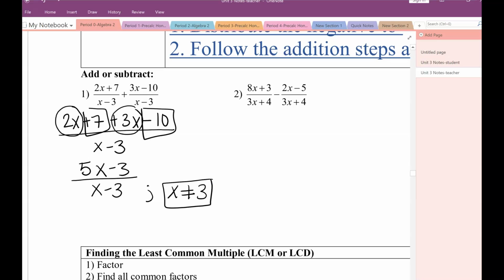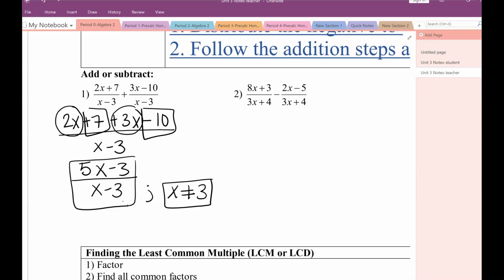Next, can I factor anything? No, right? Because on the top, would you agree there's 5x minus 3? They go together. Can I cancel out the negative 3 and the negative 3? No, okay. Remember, we can't cancel when it's an addition or subtraction. We can only reduce when they are multiplying.